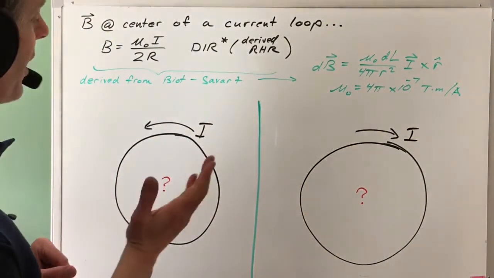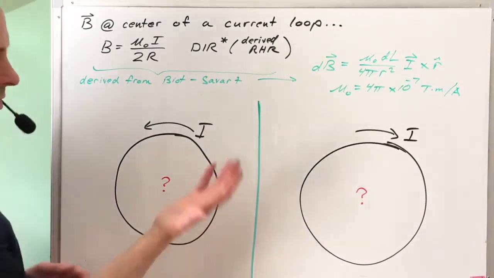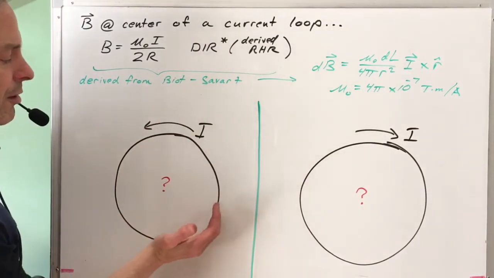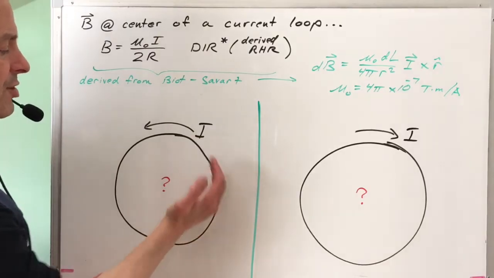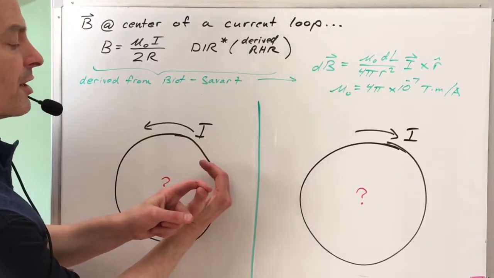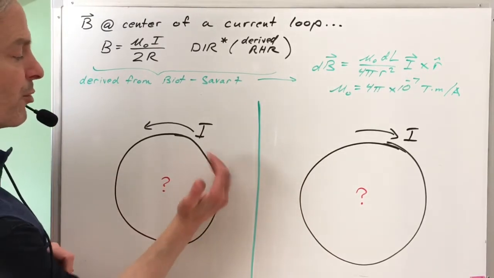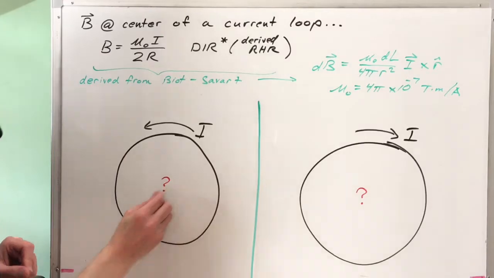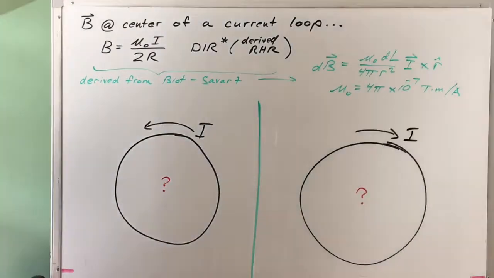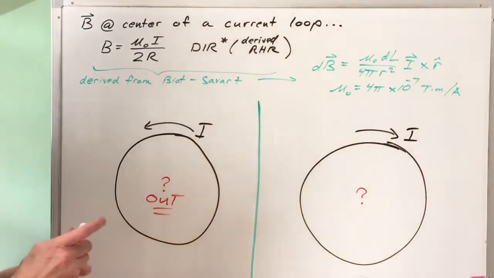So using the derived right-hand rule for a current loop, using our right hand, we curl our fingers in the direction of the sense of the current in the current loop, and our thumb will point in the direction of the magnetic field at the center of the current loop. So my thumb is pointing out. That means the direction of the magnetic field here is out. That's the direction of the magnetic field.